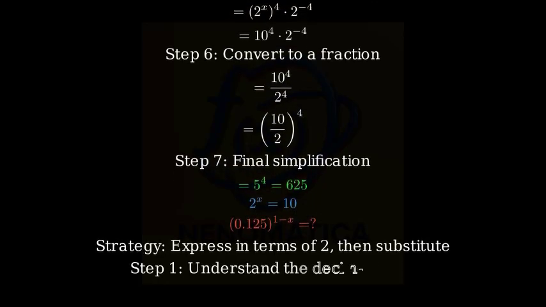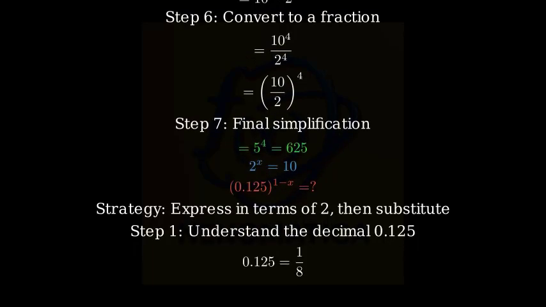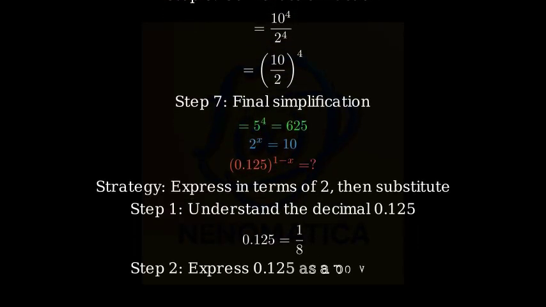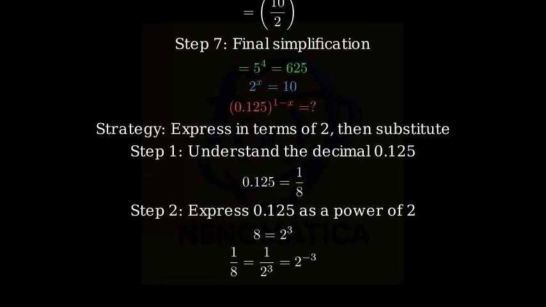Step 1. First, we need to understand what 0.125 is. We can write it as the fraction 1/8, or 1 over 8. Step 2. We know that 8 equals 2 cubed. So 1/8 equals 1 divided by 2 cubed, which is 2 to the negative third power.